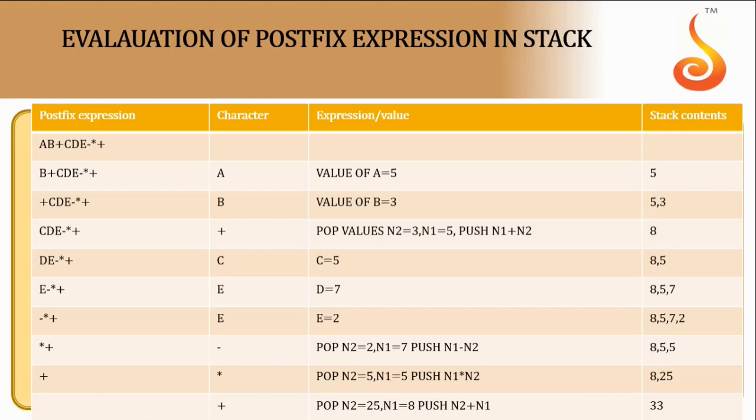The first value that is popped out would go to N2. The second value goes to N1. Same way here, the first value popped out is 2 because 2 was the last element inserted, which will go to N2, and the next element is 7, which would go to N1. I would perform N1 minus N2 because I have the operator minus there, and whatever is the resultant would be pushed back to the stack. So N1 is 7, N2 is 2, that is 7 minus 2 is 5. The result is pushed back to the stack. So my stack contents are 8, 5 and 5. 5 is the last element pushed in. After that, I have a multiplication symbol.